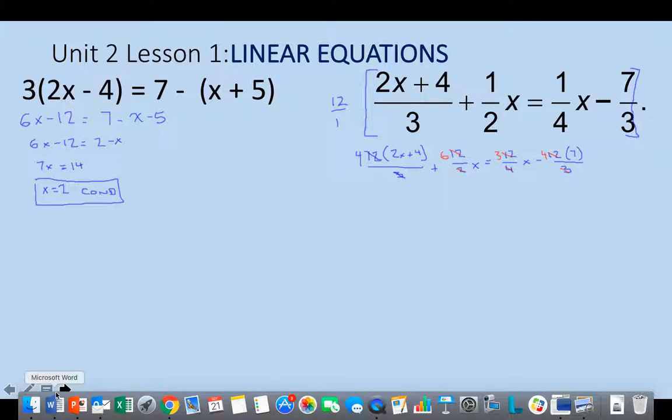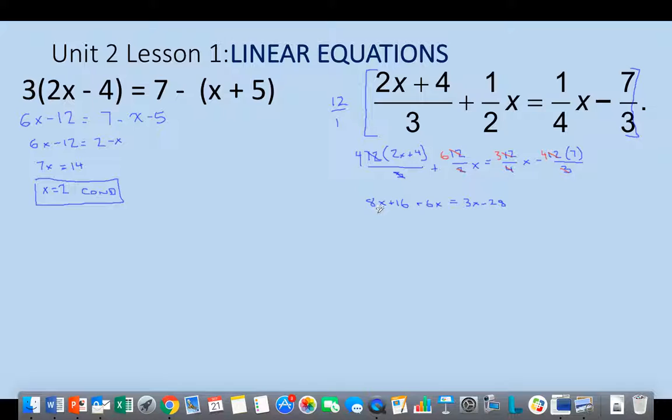And so, what's going to wind up happening here is, well, I just have 4 times 2x plus 4, and that's 8x plus 16. Over here, these cancel out, I just have 6x. Over here, I have 3x. And then over here, I just have 4 times 7, so minus 28. And all of those nasty fractions went away, and I have something much more manageable to work with.